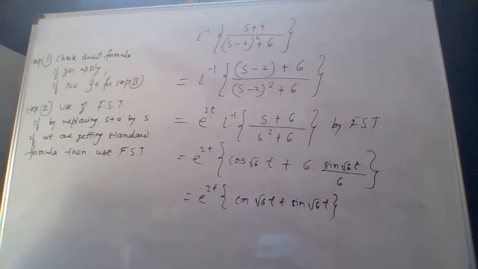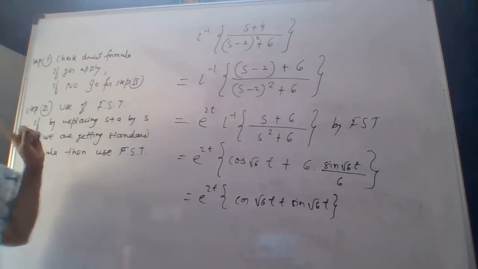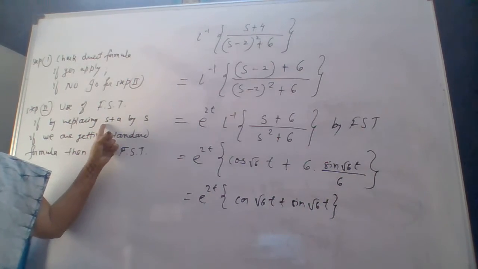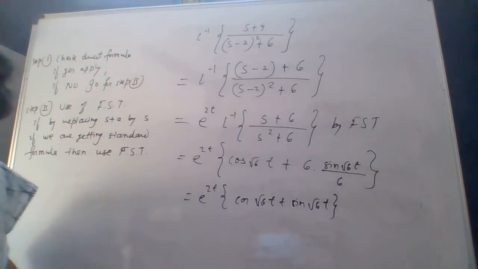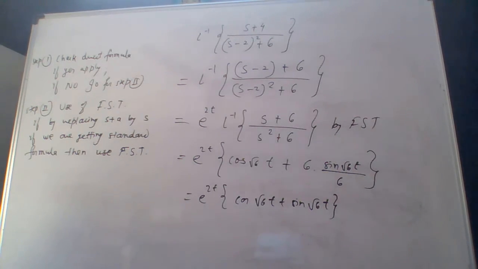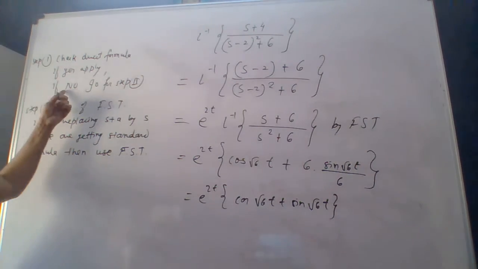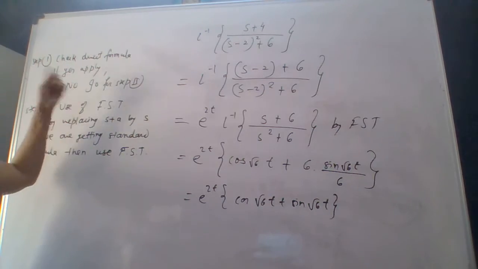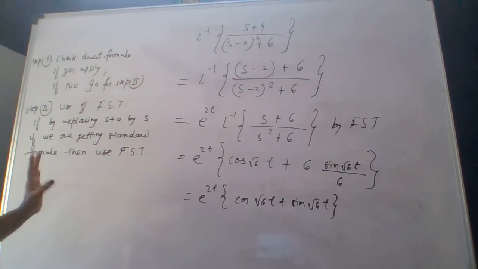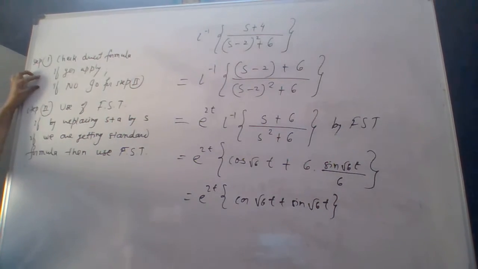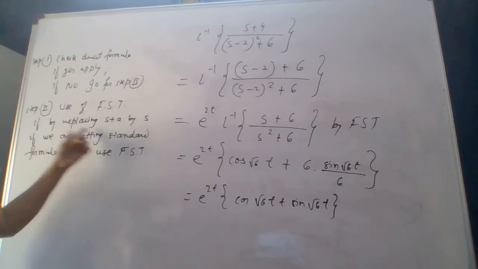So that was the first shift rule. I told you how to use it, rather, before that I told you when to use. So again I am telling you, whenever you have to find inverse of an algebraic function, the first step is to check the standard formula. Go to the first video of inverse, how to check whether a standard formula is available or not. If yes, apply it. If no, you have this checkpoint.